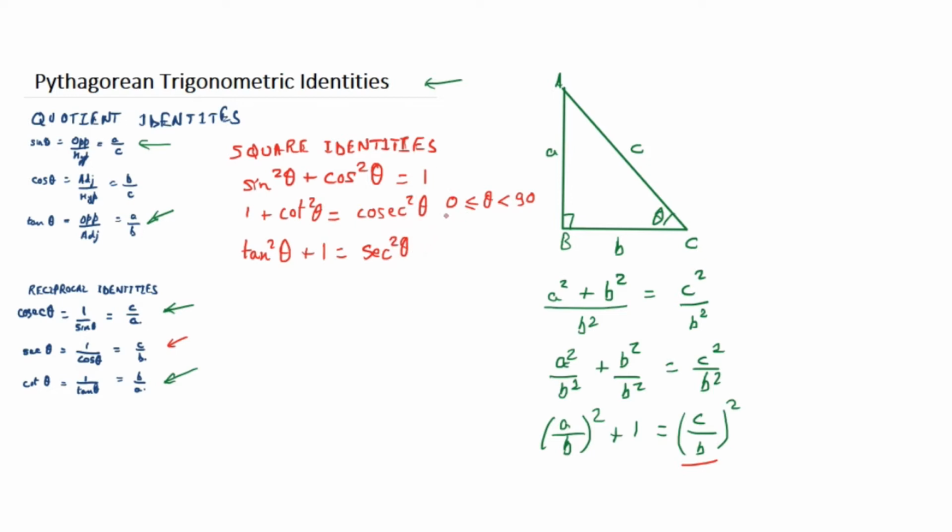Now again, like we had a condition in cot square theta and cosecant square theta, if you remember the ratios again, tan theta and secant theta are not defined for 90-degree values. So if the value of theta is 90, if there's a 90-degree angle, both tan theta and secant theta are not defined, or they are undefined. So I'm going to just exclude 90 from this list of angles. So it's going to be 0 is less than or equal to theta, which is less than 90 degrees. And these are the square identities that we have.